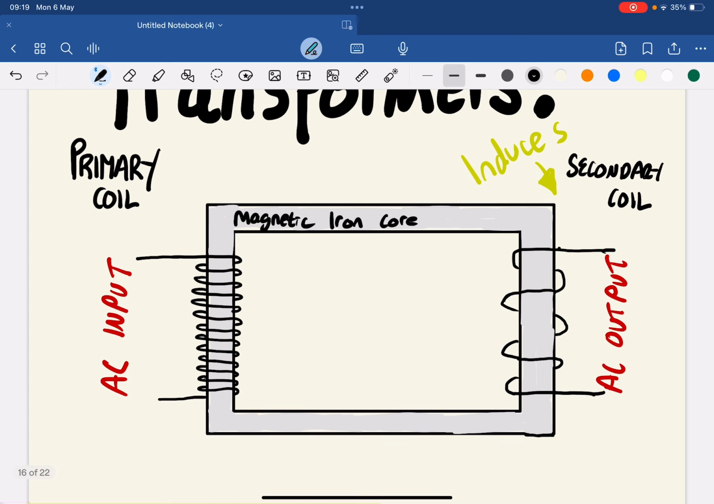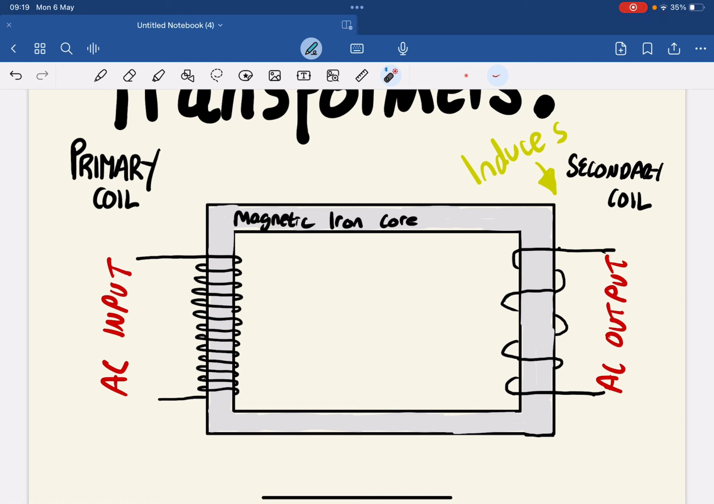So what are transformers? Here we have a very simple transformer, and we'll have an alternating current input. Now this will produce a magnetic field, which is then transferred throughout the iron core. It will then induce an AC, an alternating output here. So it will induce, and that's a word that we have to use when we look at transformers.